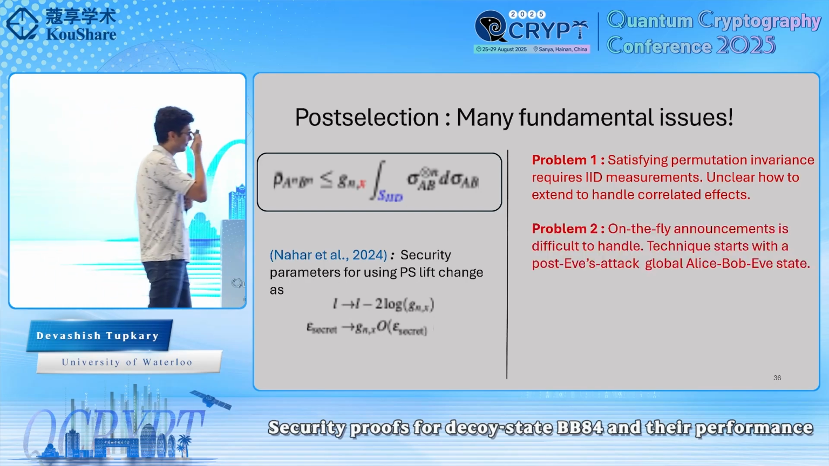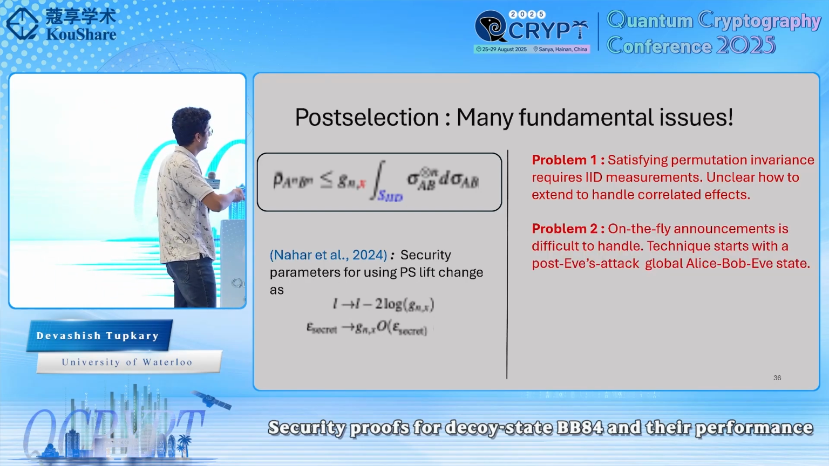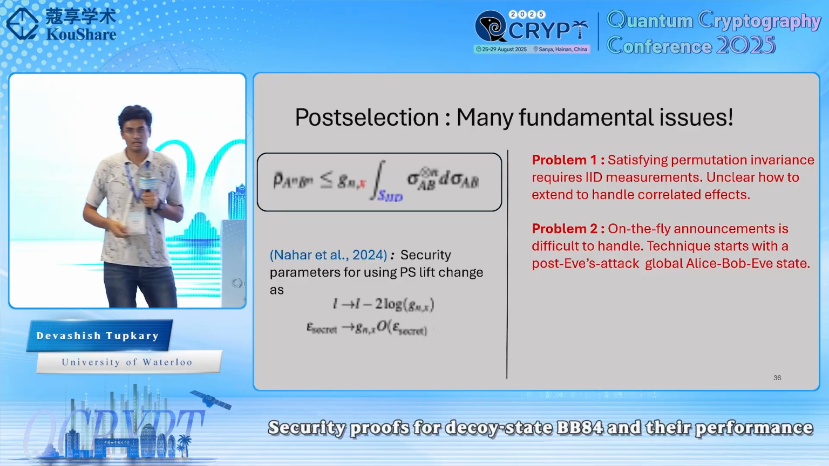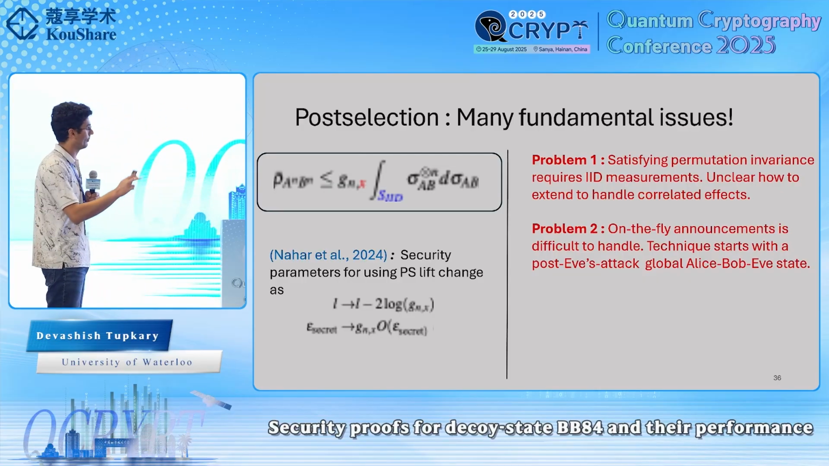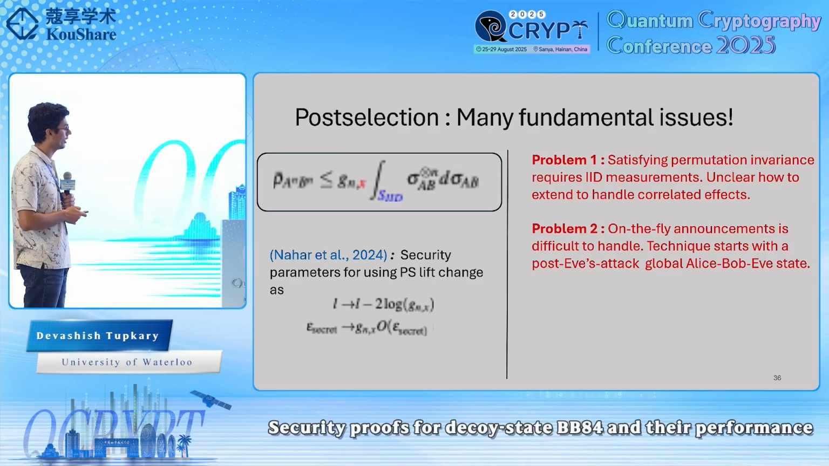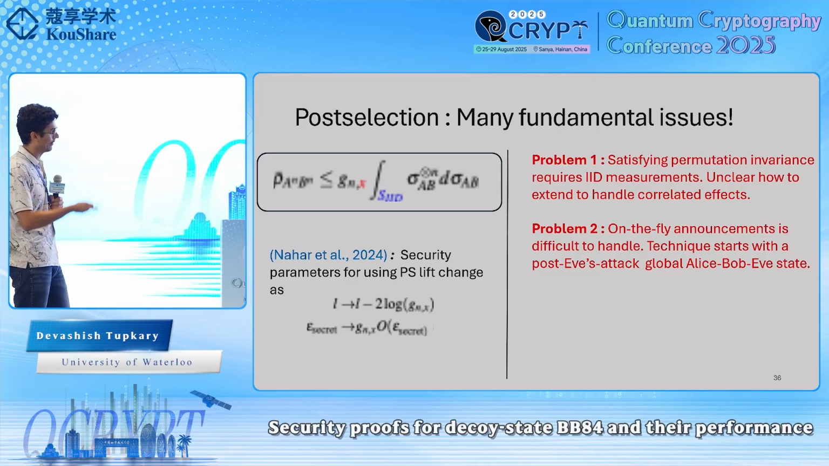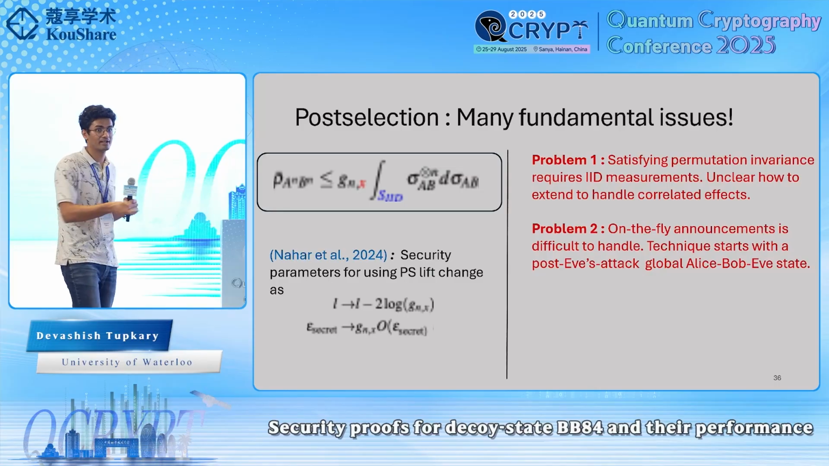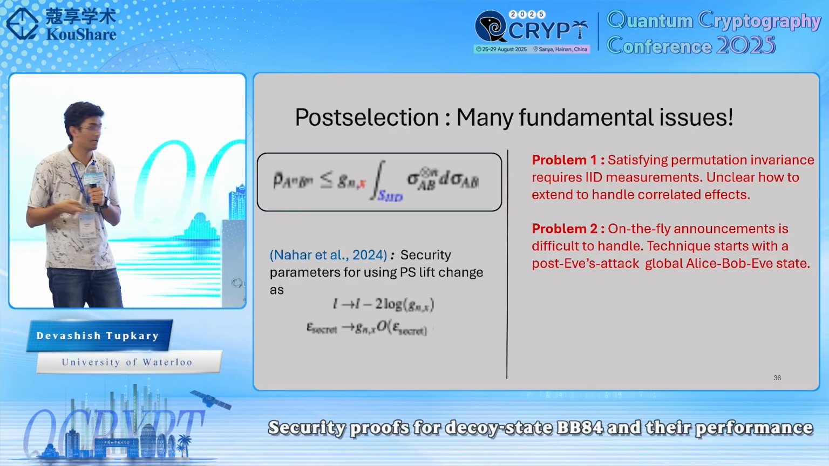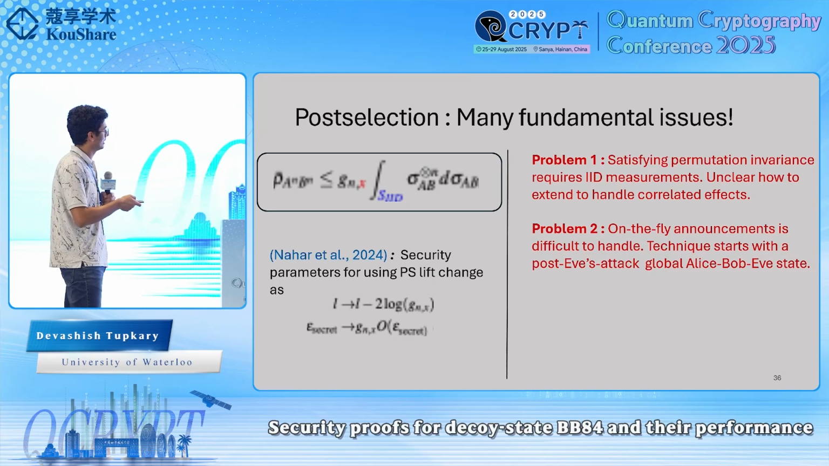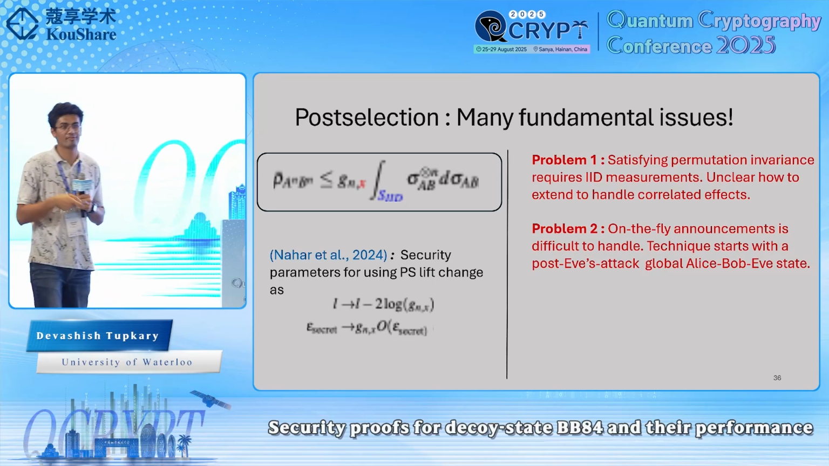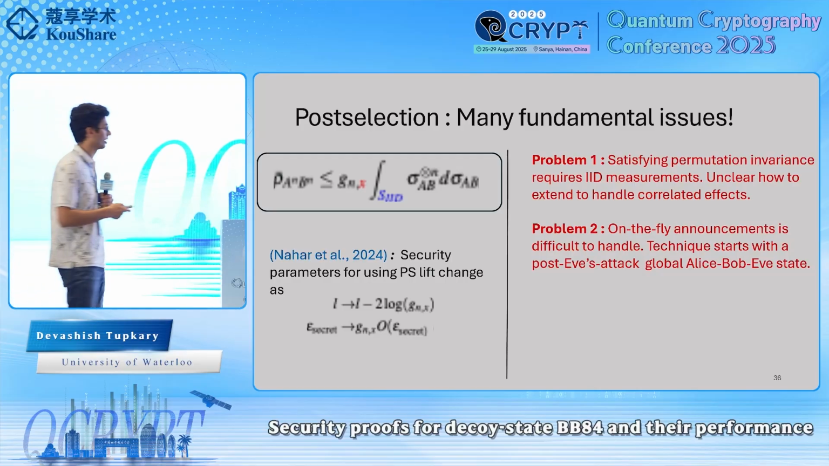The second problem is that fundamentally, this technique starts with this n-round Alice, Bob, Eve state, in which Eve has already done her attack on all pulses that Alice sent out, right? And when we want to do things like on-the-fly announcements, we want to let Eve modify her attack based on any public announcement that happens. And so it's not clear how this whole approach can be modified to let Eve modify her attack.